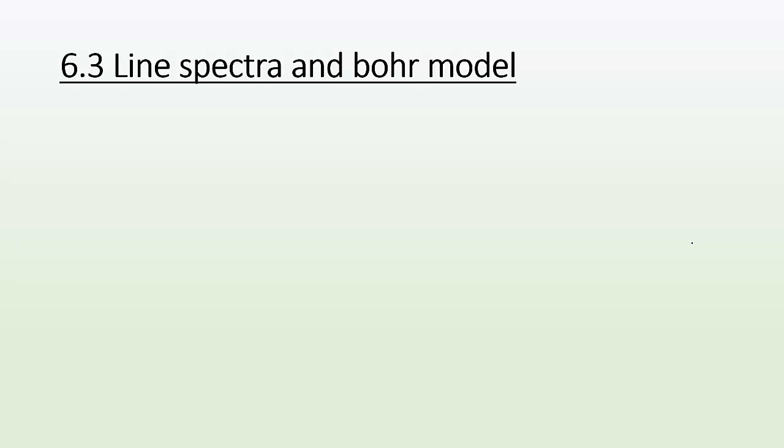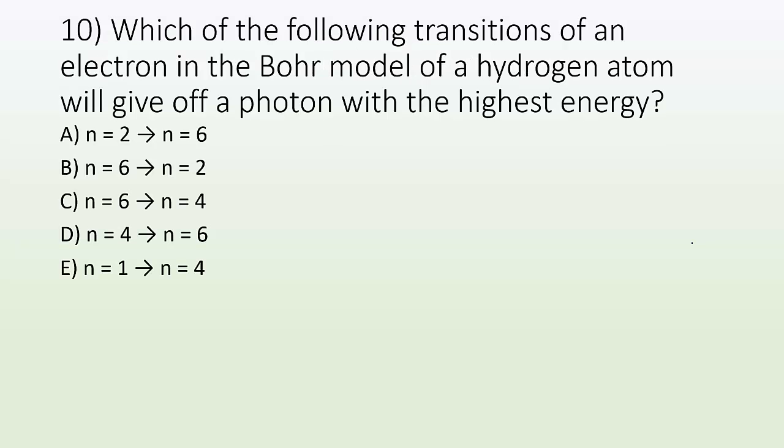This time we're going to take a look at 6.3 stuff, line spectra, and the Bohr model. All right, so starting with number 10, it says, which of the following transitions of an electron in the Bohr model of a hydrogen atom will give off a photon with the highest energy?